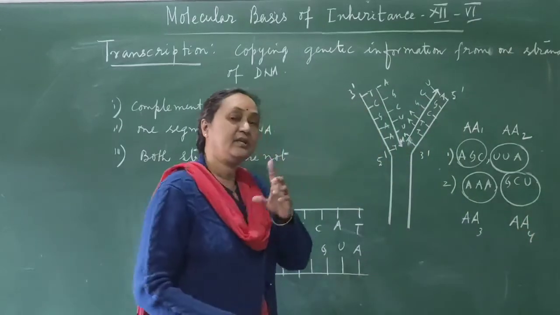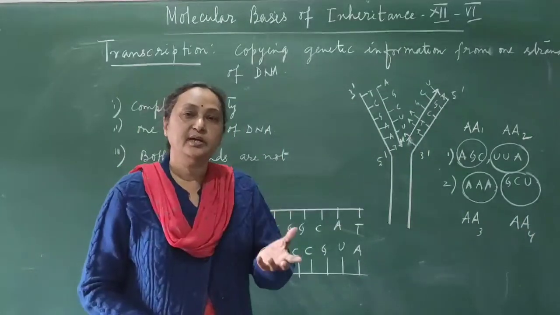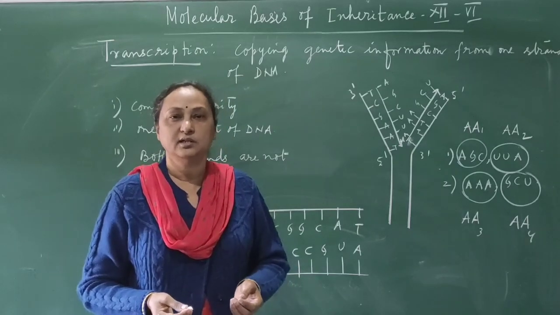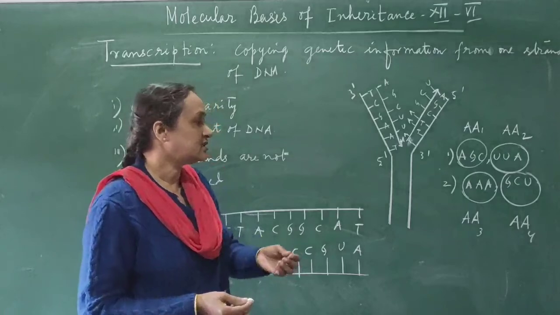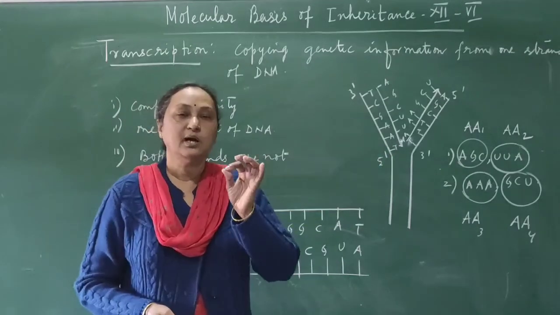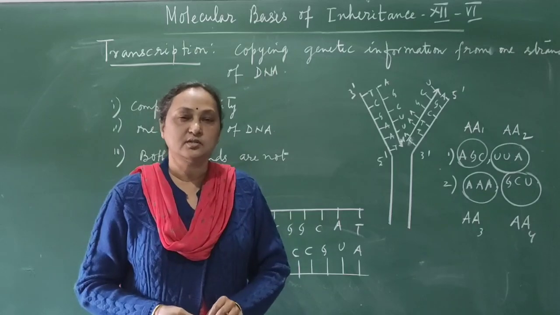So if the same DNA will prepare two different types of protein, then the process will be complicated. Okay, so that is the reason why out of two strands of the DNA, only one strand is participating in the process of transcription.